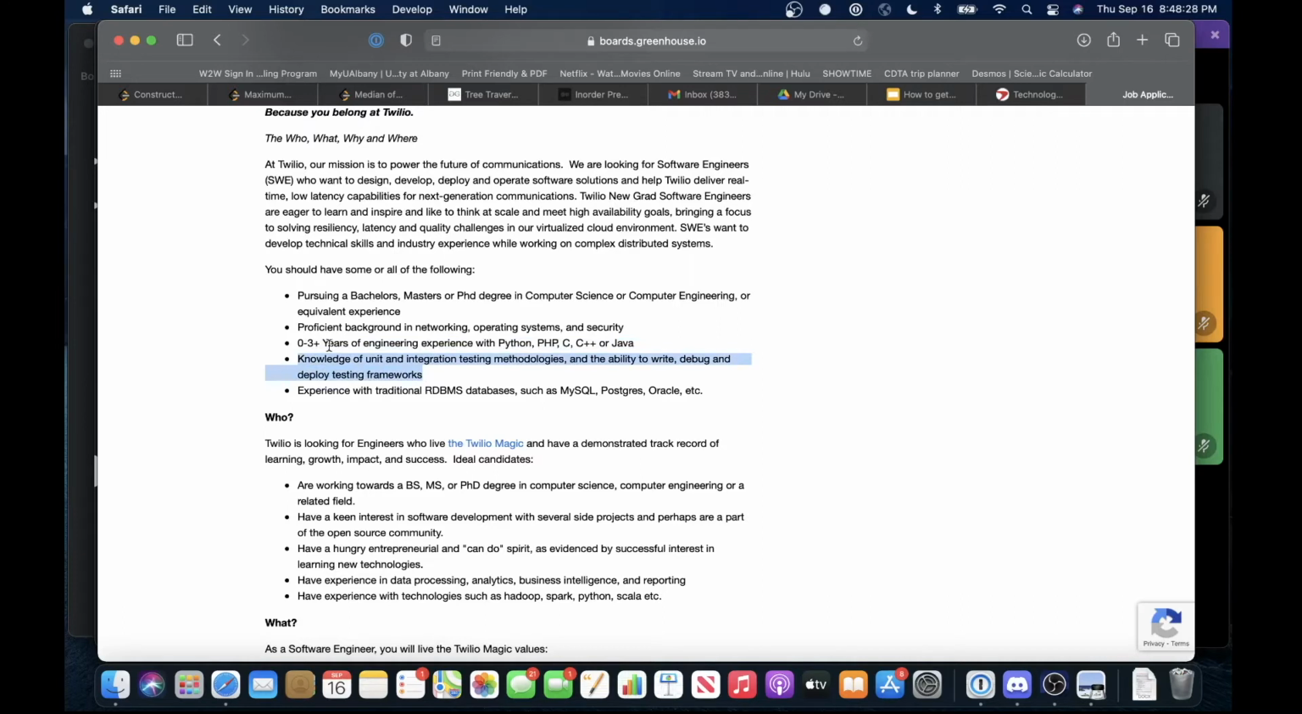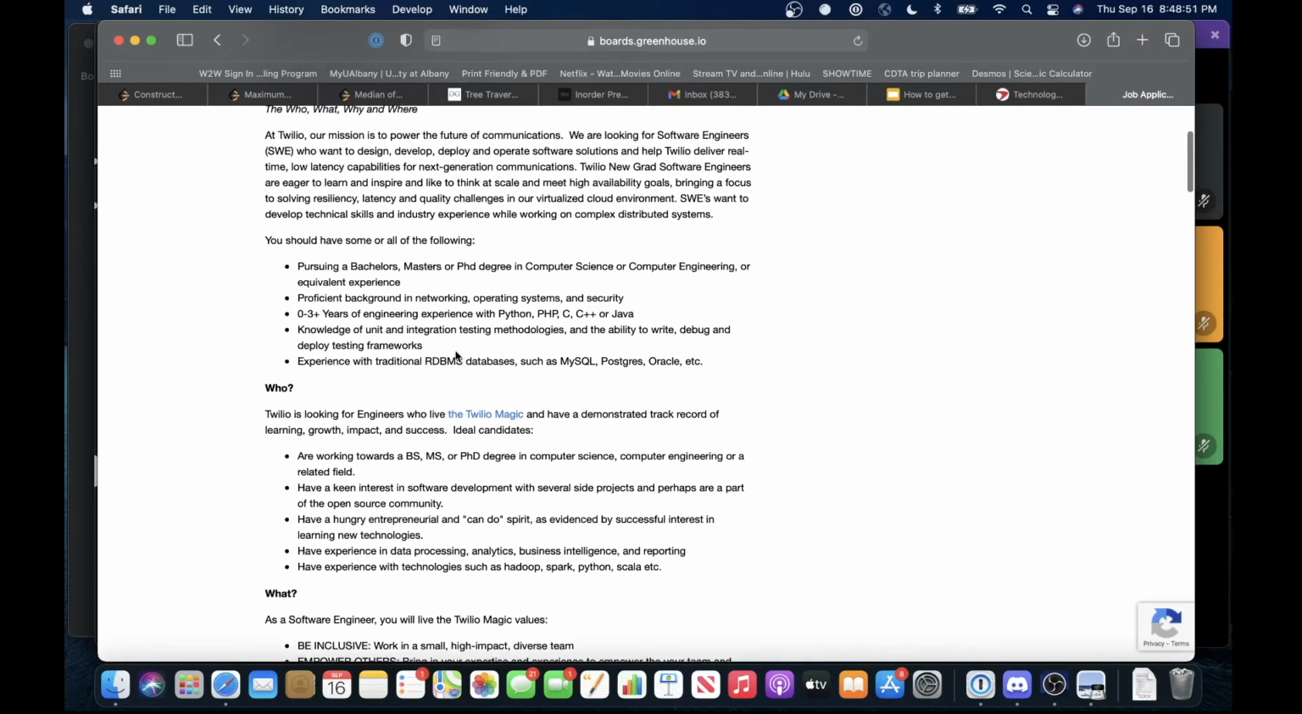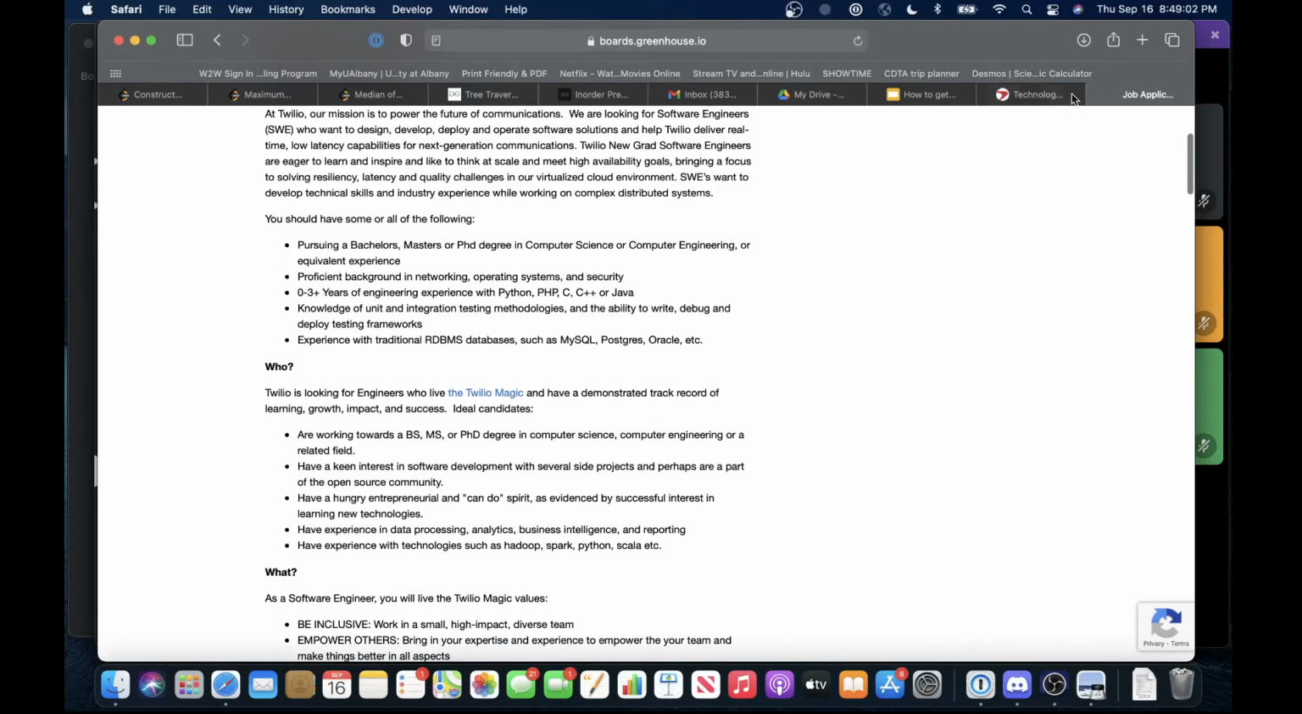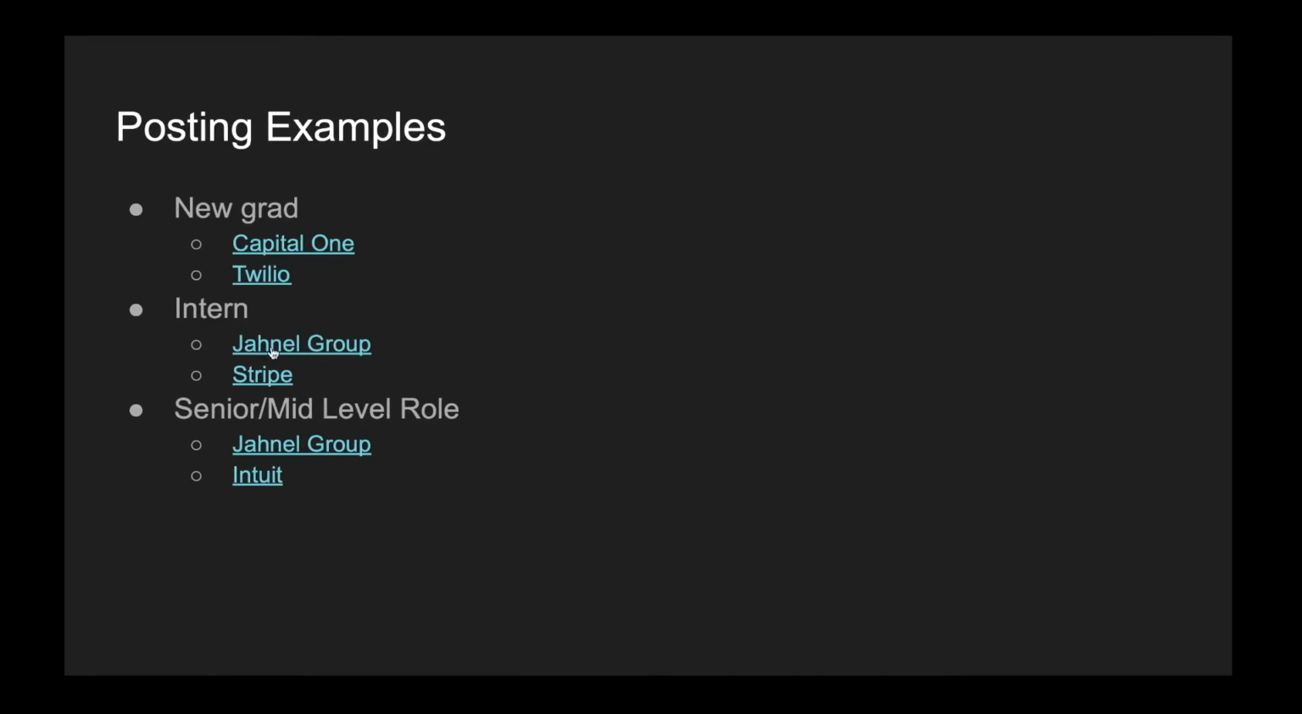This is not something that we can all get, but just because you don't have this one thing doesn't mean you shouldn't apply. And then lastly, experience with traditional RDBMS databases such as MySQL and so on. Again, just by being a student here. So this is slightly less vague, but you can still use a lot of your experiences no matter what they are for this position. So I wouldn't be afraid of applying to something like this too. And so those are 2 new grad positions.